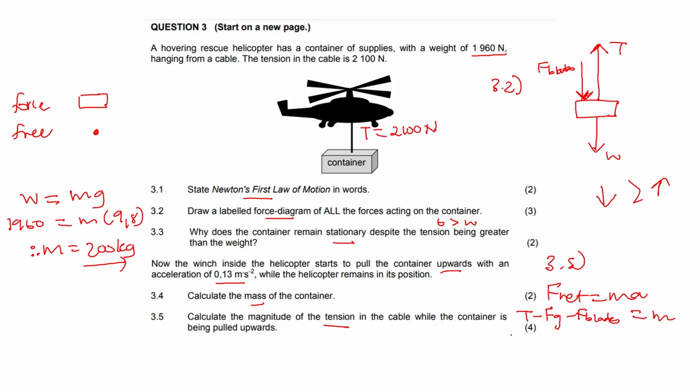So now let's jot in the ones that we have. We have F g, m g, W, whatever you want to call it. That is 1960. And the force of the blades is 140. Our mass is 200, and our acceleration has been given there, it is 0.13 meters per second squared. We do our little math equation and we find our T, and our tension is 2126 newtons. Finish and done. All right guys, hope that made sense. See ya.